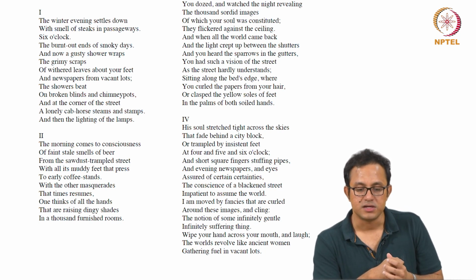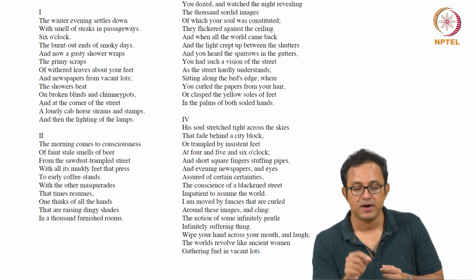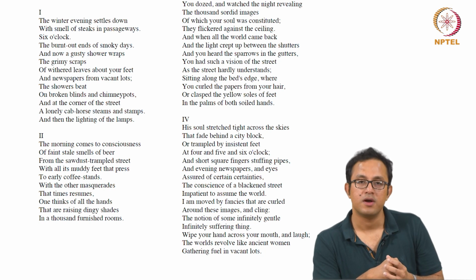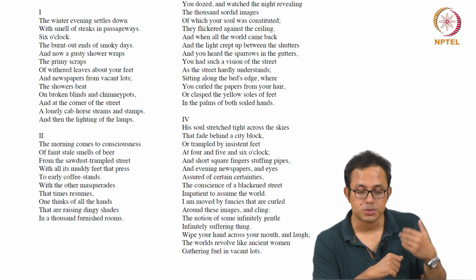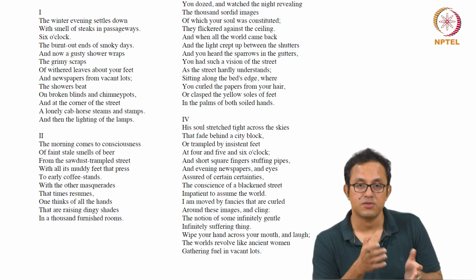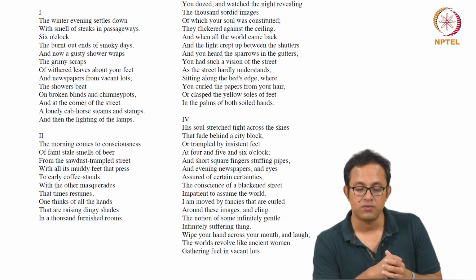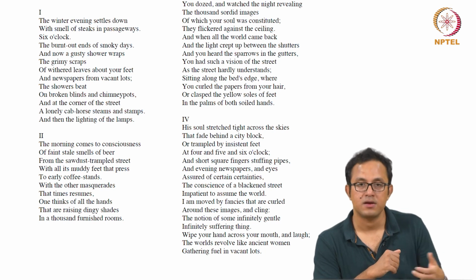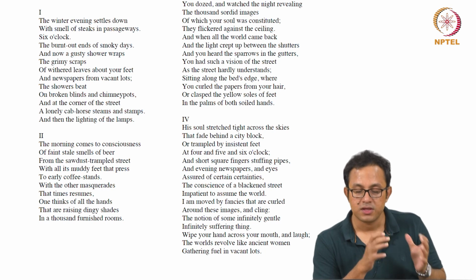That fade behind a city block. So again, a city block is something which hides or conceals certain sections of the soul, or trampled by insistent feet at 4 and 5 and 6 o'clock. So these are obviously the temporal rhythms of modernity, where certain sections of the street get trampled at certain sections of the day. So again, look at the spatio-temporal quality of representation over here. That particular street gets a certain kind of behavior at certain times of the day, at 4 and 5 and 6 o'clock. So those are times of the day where certain tramplings happen.